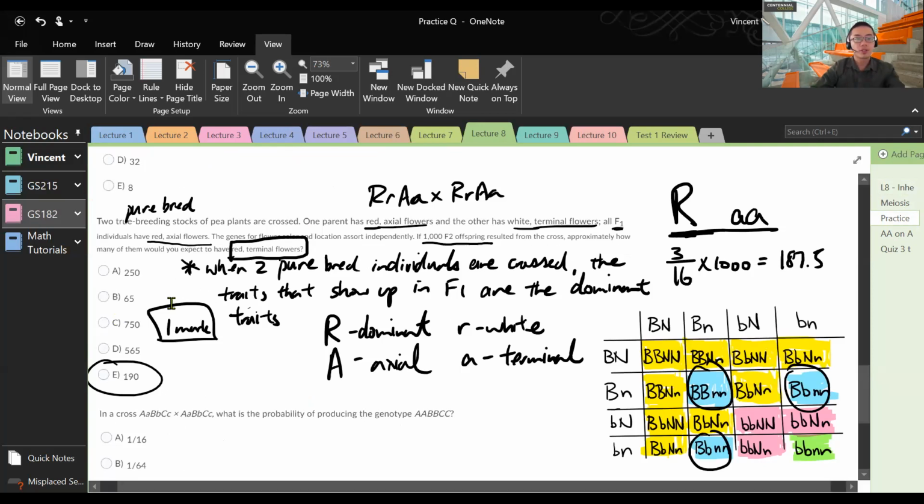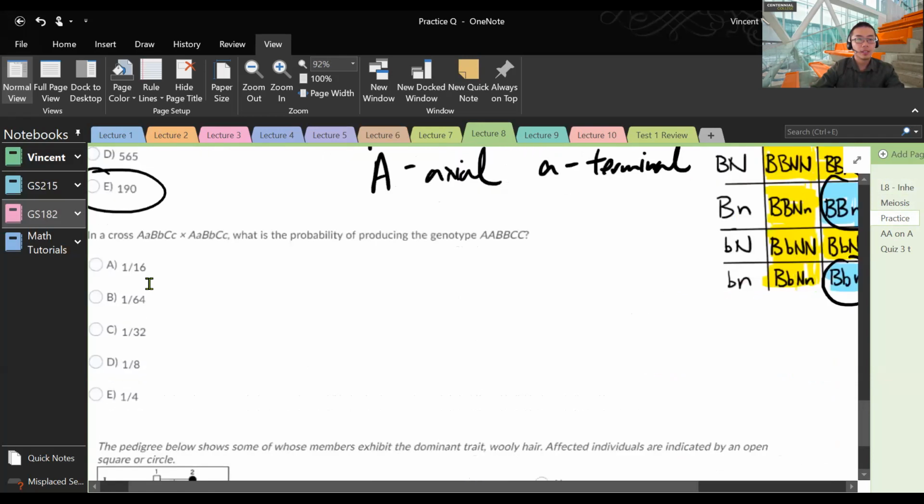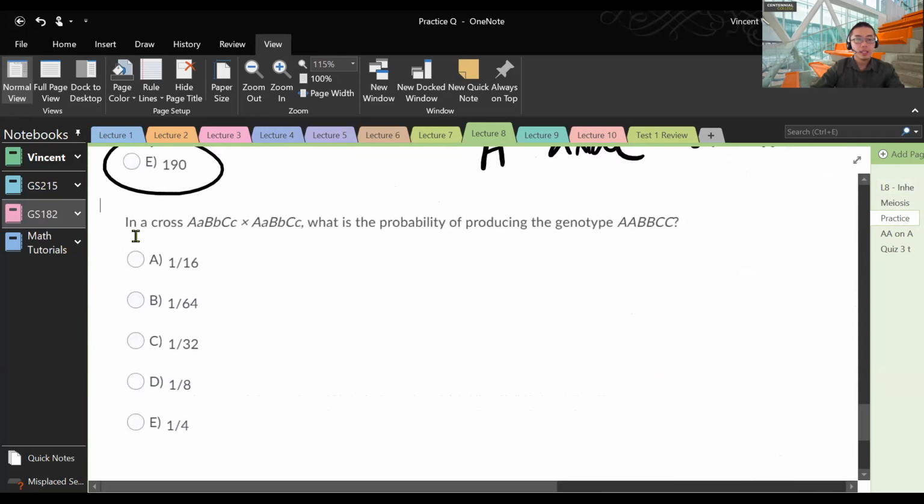Still have a couple other things to do, but let's do another one here. In a cross of this and this, what is the probability of producing a genotype of this?